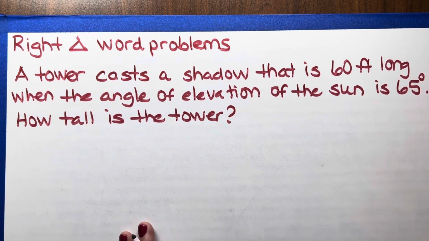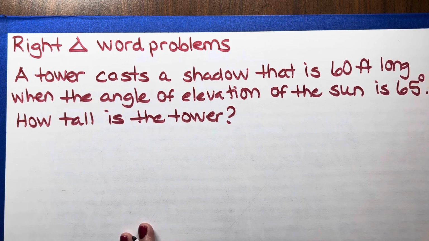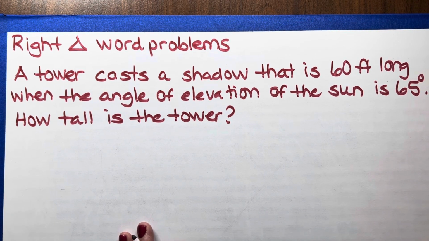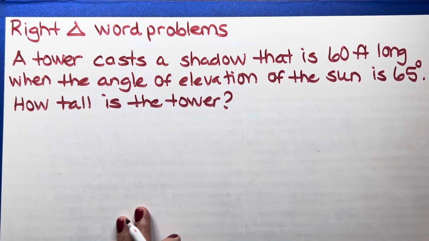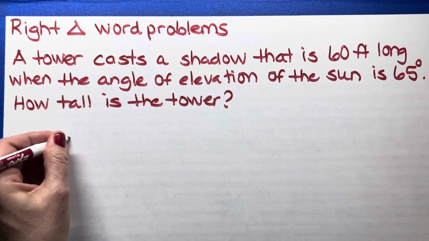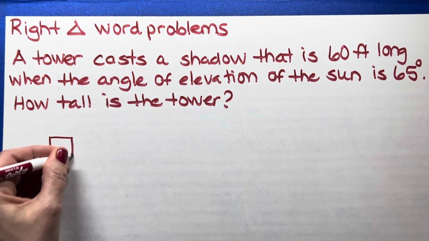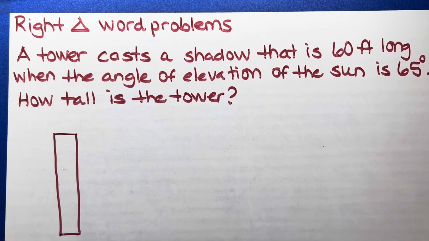A tower casts a shadow that is 60 feet long when the angle of elevation of the sun is 65 degrees. How tall is the tower? So the first thing that I think I'm going to do is draw something that represents a tower. So here's my building. It can be very, very basic.